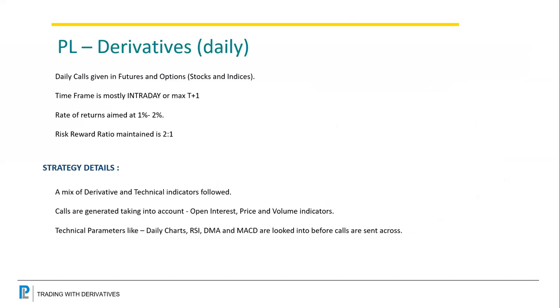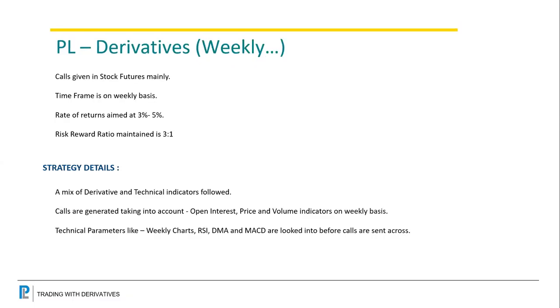We do a mix of technical indicators and derivative indicators to come out with the calls, because I believe that when your derivative indicators and technical indicators, the basic ones, let's say RSI, DMA or MACD, all fall in the same line, you have the most concrete view. You can hardly go wrong with your trade. So this is what we practice when we give our calls.